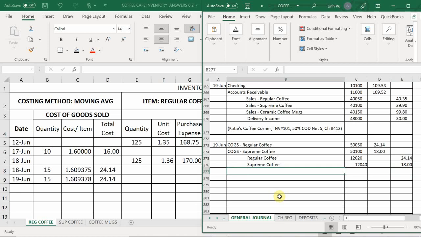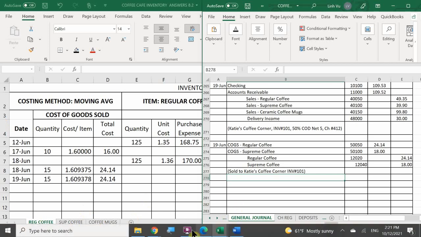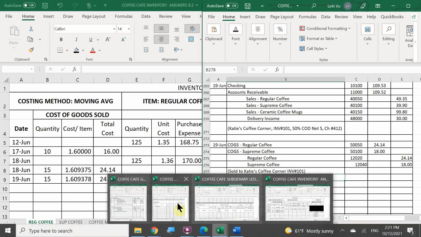So we have to go to the ledger again. In this case, I'm going to make sure I type in here sold to Katie's Coffee Corner, invoice number 101. Just in case Katie decides to return those pounds, at least I know that it came from Katie.